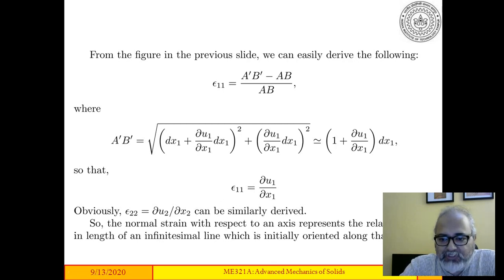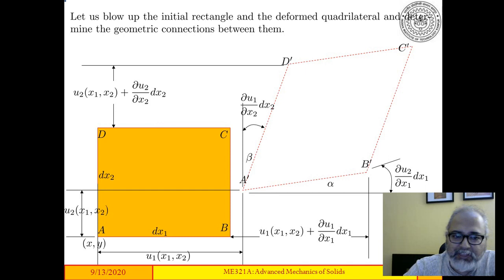So epsilon 1 1 represents the change in length of a line segment which was initially along the one direction, after deformation. The relative change in length of the line is A prime B prime, the changed length, minus the initial length, divided by the initial length. Similarly, the relative change of a line which was initially along the 2 direction will give you epsilon 2 2. That means epsilon 2 2 will be given by A prime D prime minus AD divided by AD. If you do that, you will simply get del u2 del x2, which was our definition for epsilon 2 2 to start with.